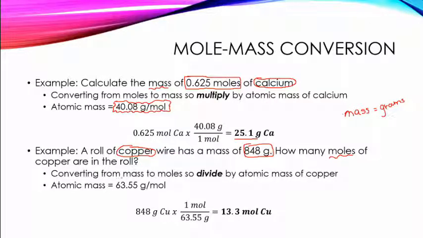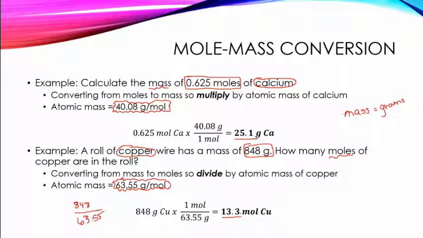Again, I've got to go look up the mass of copper. So copper is Cu, and when I look it up, it's 63.55. Okay, so I'm going to take 848 and divide it by 63.55. Okay, and when I do that, I get 13.3.